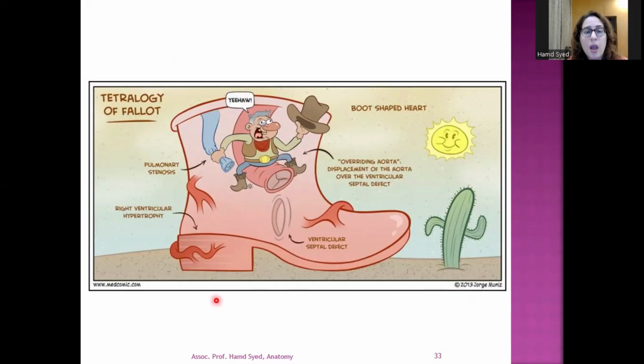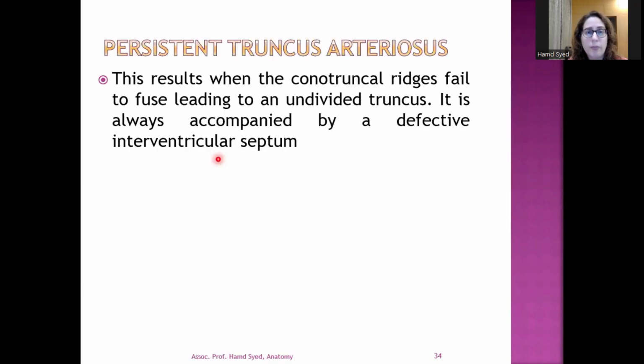It's like a mnemonic, because when there's tetralogy of Fallot, there is a boot-shaped heart which is visible in the radiograph, in the X-ray, and that's because of the right ventricular hypertrophy. So the overall shape of the heart is like that. And over here you can see the VSD, the overriding aorta, and the pulmonary stenosis.